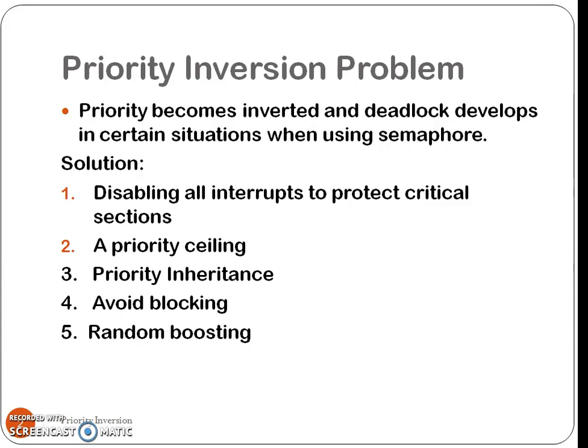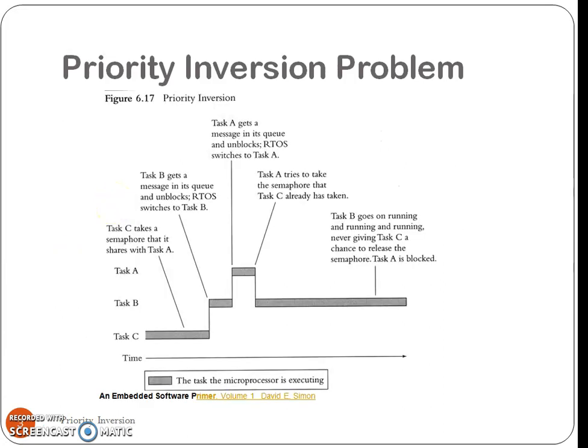So priority inversion is nothing but a deadlock situation which can be controlled by these many techniques. So you have to take care while assigning the priorities to a task. We will see the concept of priority inheritance in the next class.